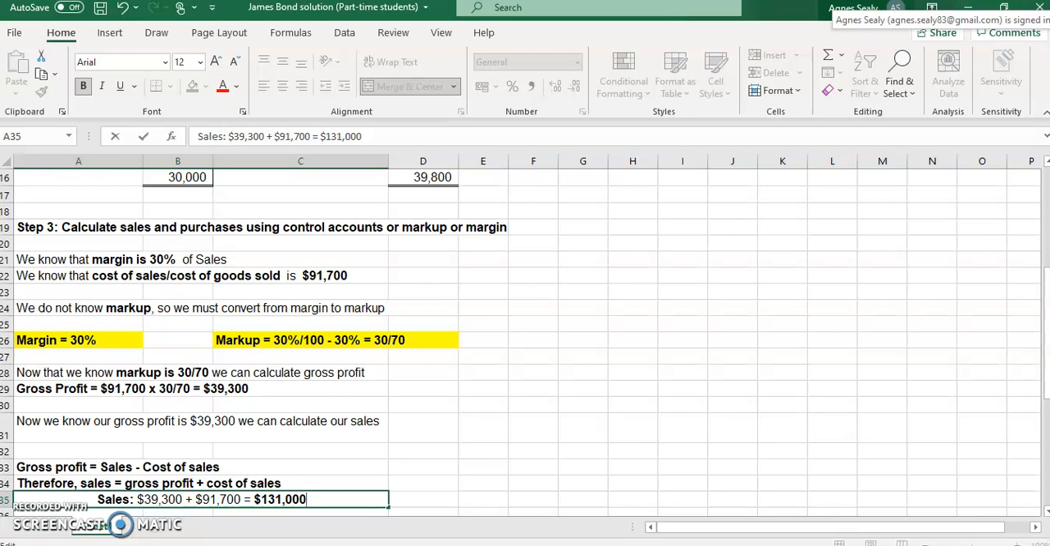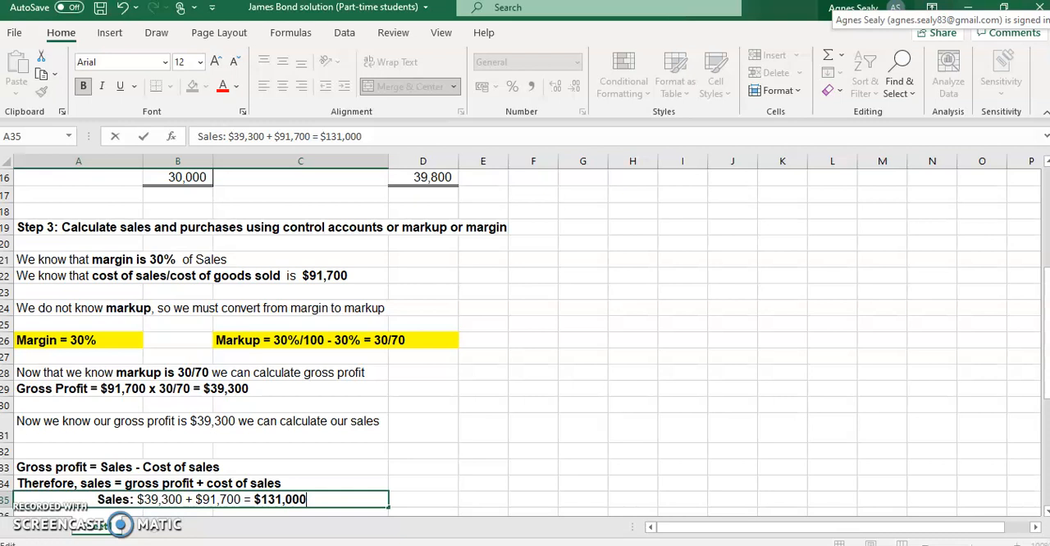that as a fraction, because remember, your margin or your markup can be expressed as a fraction or a percentage. So as a fraction, our markup is 30 on 70 or 3 on 7. And then we used that to work out our gross profit by taking that fraction and multiplying it by the cost of sales, which were $91,700, which gave us a gross profit of $39,300.